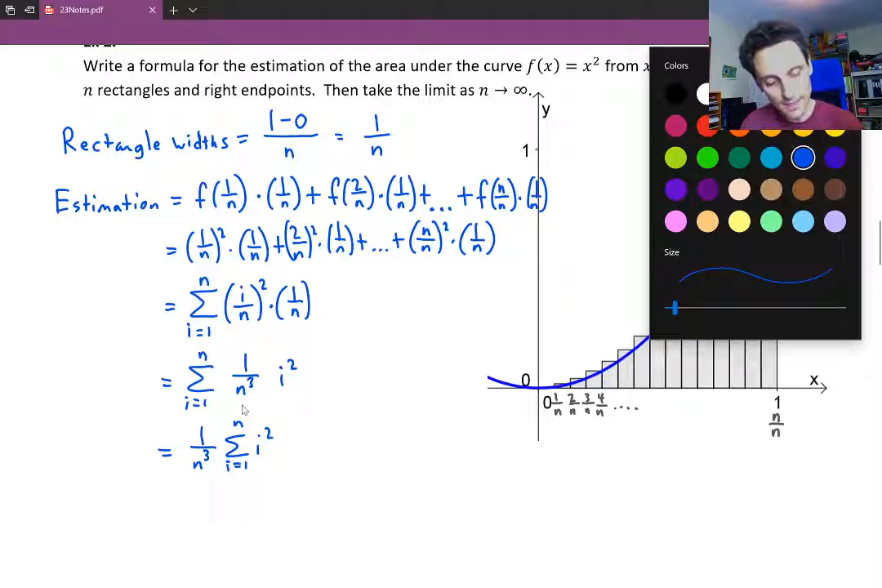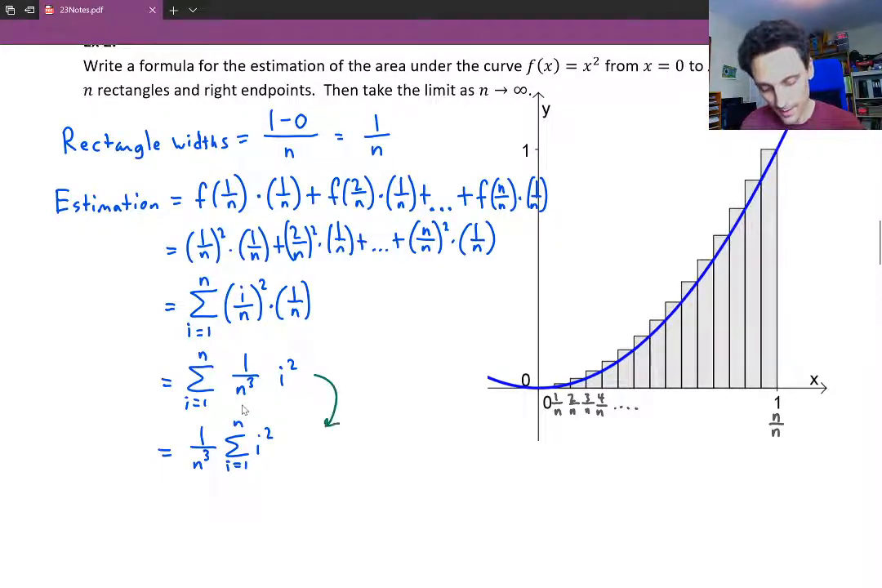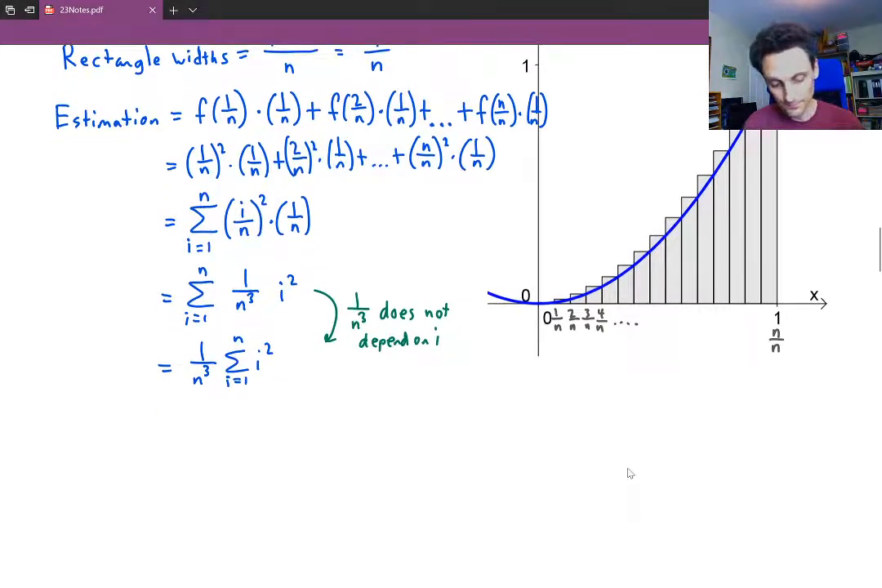The key is that the n is not changing from term to term. The i is changing. The i, which is part of the i squared, that's changing. It's different for every term. But the 1 over n cubed, it's the same thing for every term. 1 over n cubed, in other words, does not depend on i, and therefore we can factor it out of the sigma notation.